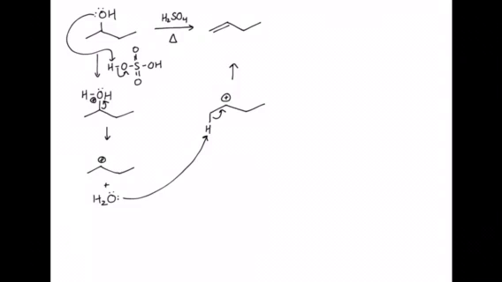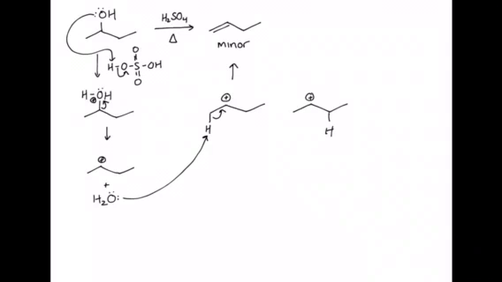Zaitsev tells us that this will be a minor product of this reaction, because the less substituted alkene is less stable and therefore forms more slowly. Alternately, we can deprotonate from the carbon to the right of the carbocation. Because this will form the more substituted alkene, it will form the major product. But this can happen in two different ways.